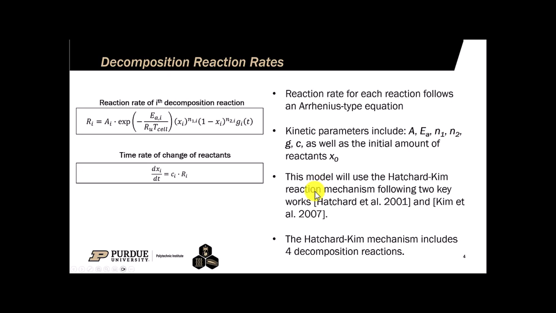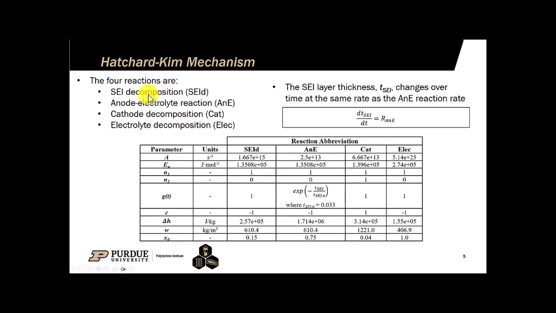The reaction mechanism to be used in this example is known as the Hatchard-Kim reaction mechanism, which follows two key works, one by Hatchard et al. 2001 and one by Kim et al. 2007. The four reactions are SEI decomposition, which will be abbreviated SEID, anode electrolyte reaction, ANE, cathode decomposition, CAT, and electrolyte decomposition, ELEC. The four reactions are shown here, and each reaction has its own set of kinetic parameters. In most cases, Ci is -1, except for the cathode decomposition reaction, which is +1.